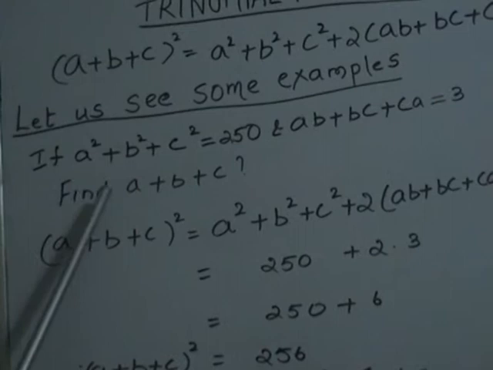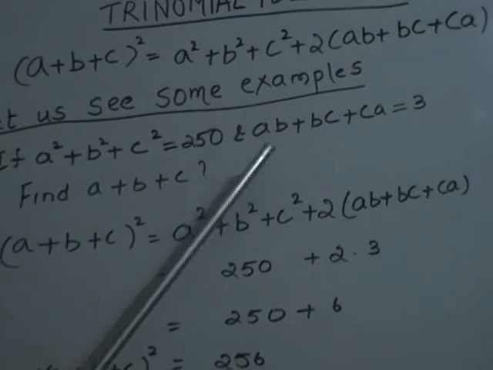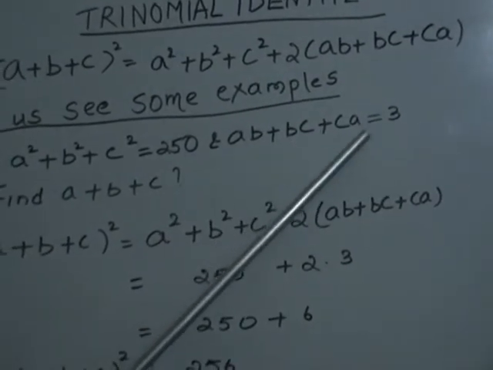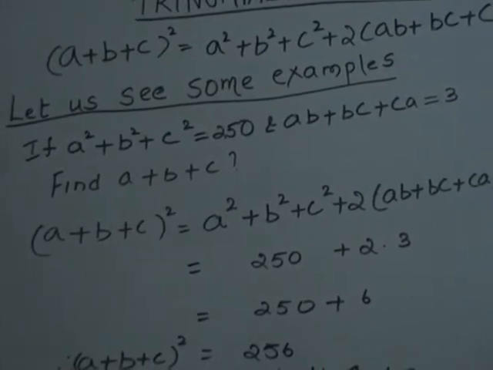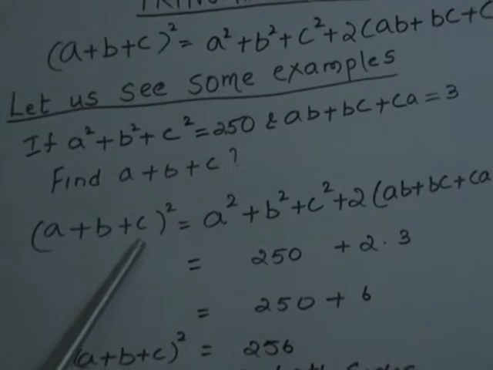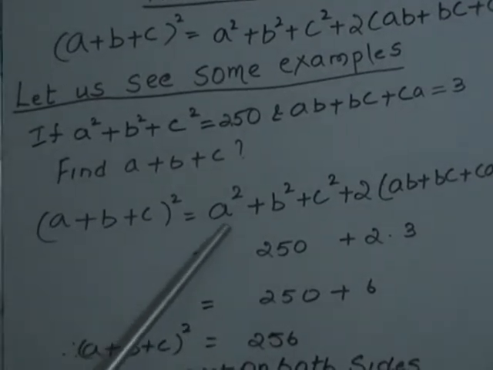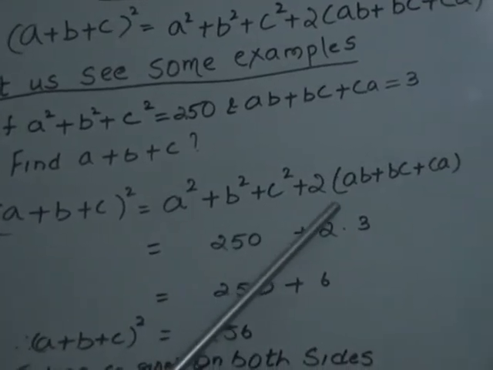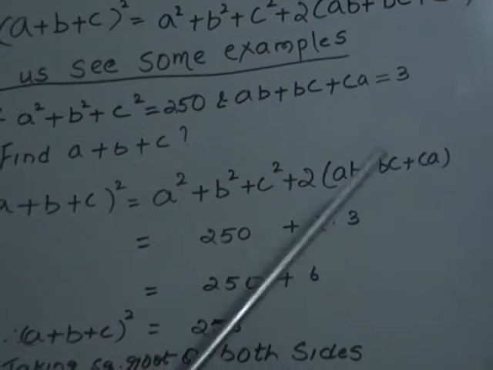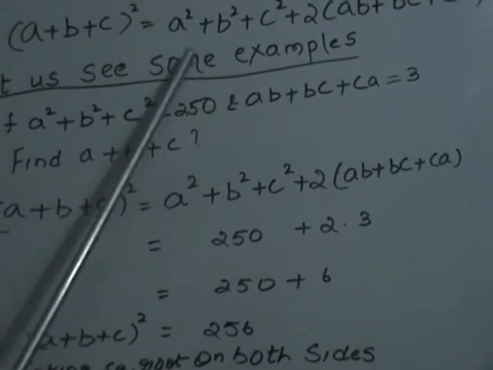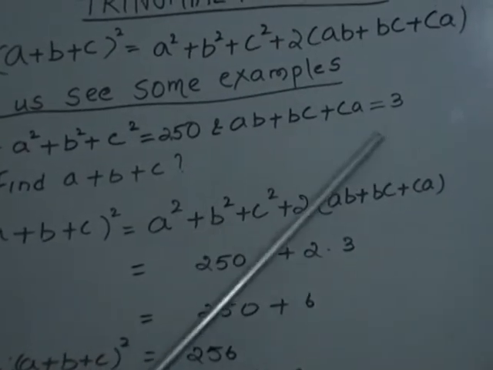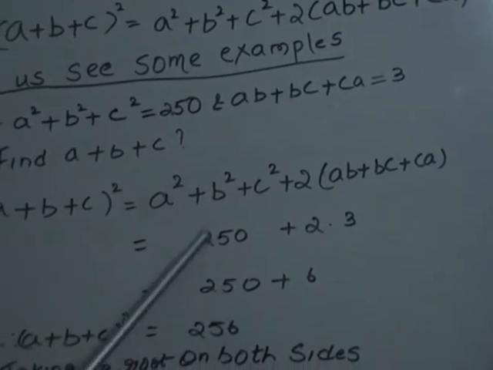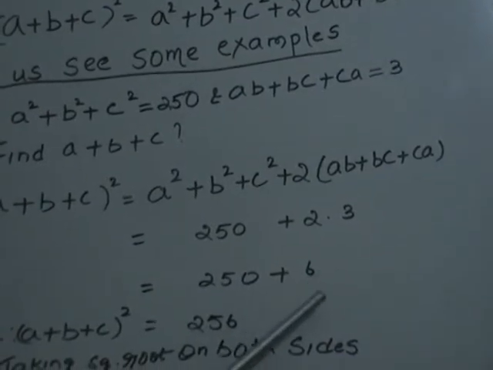If a square + b square + c square is 250 and ab + bc + ca is 3, find the value of a + b + c. Take (a + b + c) whole square, which is a square + b square + c square + 2(ab + bc + ca). It is given that a square + b square + c square is 250 and ab + bc + ca is 3.